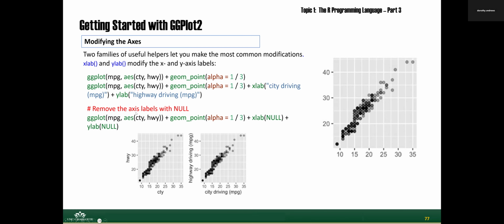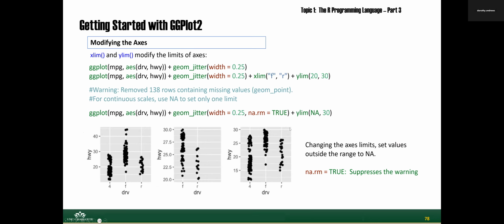So with this one, what we're doing in this graph is adding the labels. XLab stands for X-axis label, city driving, and YLab stands for the Y-axis label, which is highway driving. And you can also remove those labels just by using the NULL argument.